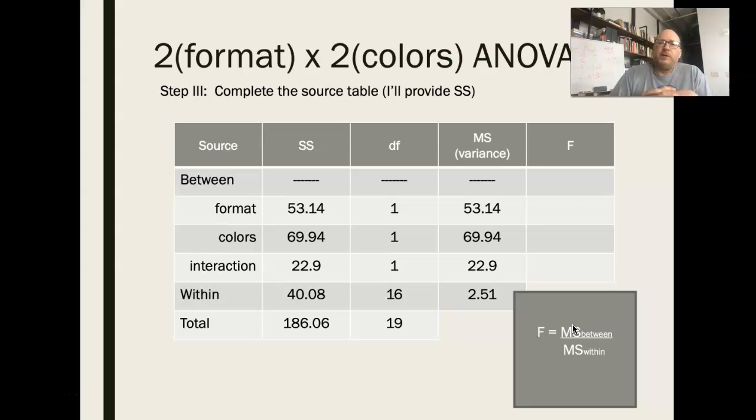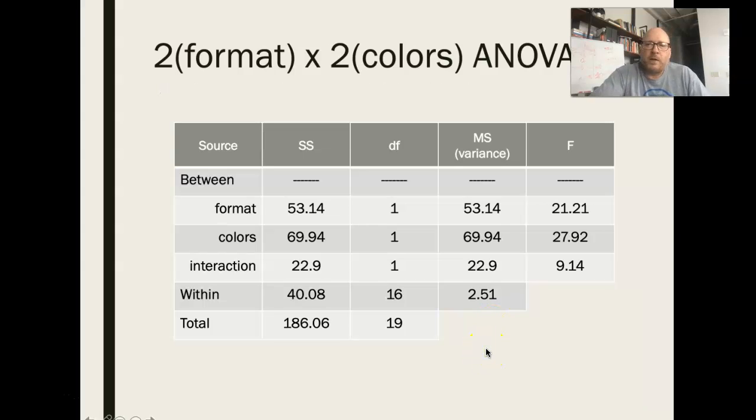Okay, so we're going to do this for format. That'll be 53.14 divided by 2.51. Then we'll do that again for colors. That's 69.94 divided by 2.51. And we'll do that again for the interaction, 22.9 divided by 2.51. All right, so if you're playing along at home, hopefully you got those numbers. So that's step 3. If you take out calculating all those sums of squares, it's actually pretty quick.